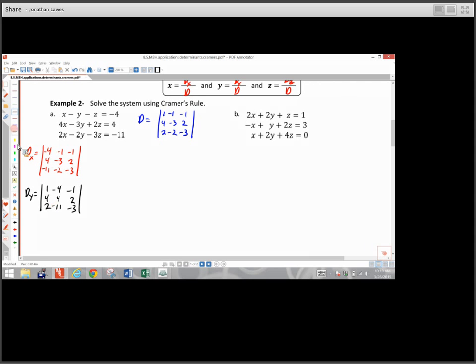And then the last one, we want to find out what d sub z is. So we're going to replace the z column with the answer column. So negative 4, 4, and negative 11. And then bring back those other two. So 1, 4, 2, and negative 1, negative 3, negative 2. Okay. Everybody good? Yep. Okay. Any questions?